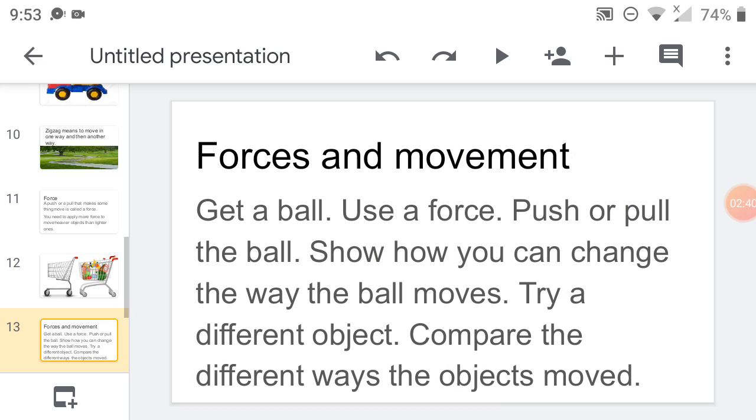Okay. Now, an activity is here. What to do? It is about force and movement. You need a ball for it. Use a force. Push or pull the ball. What is meant by push? I told you. Push means to apply force to move something away from you. And pull means to apply force to move something toward you. Okay. So, use a force, either push or pull the ball, and show how you can change the way the ball moves. Try a different object. You may use a block or any other object and compare the different ways the objects moved.